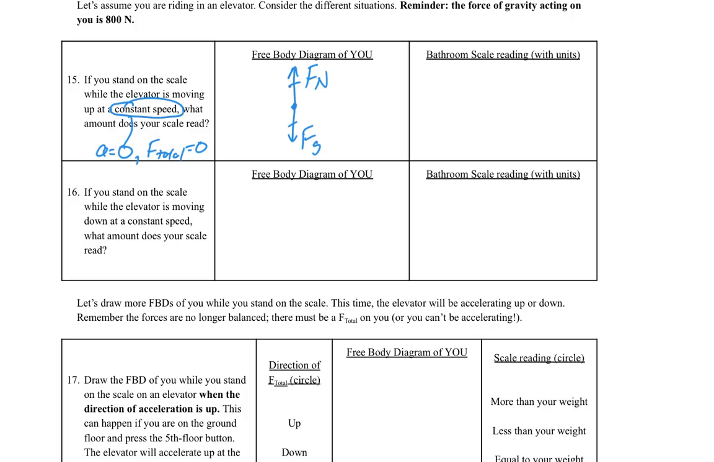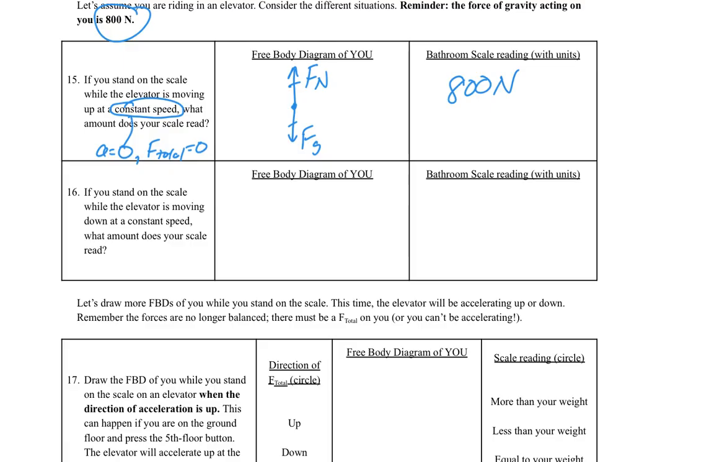Well, if the total force is zero, that means the down force has to be perfectly balanced by the up force. They have to be equal, which means then that the normal force has to equal the force of gravity. We know the force of gravity is 800 newtons. So that means the normal force will also be 800 newtons. And since the scale reads the normal force, the scale will say 800 newtons.